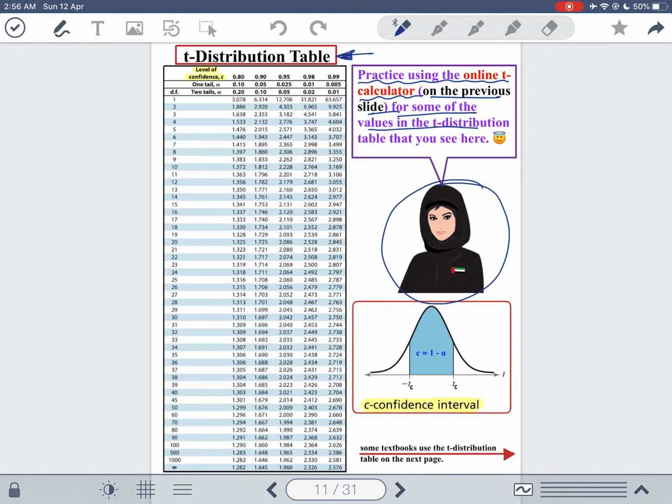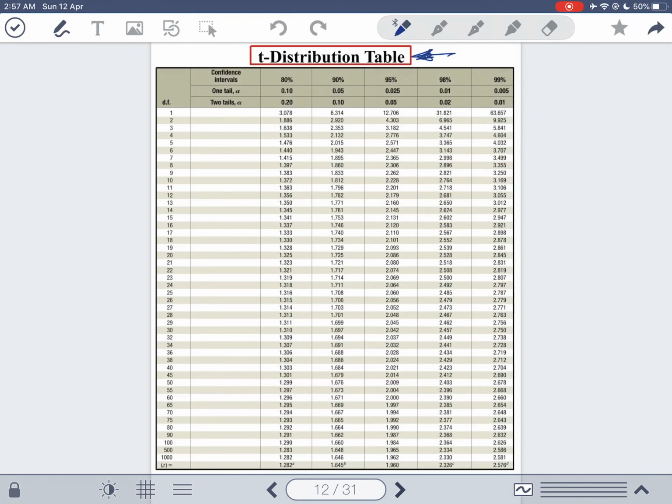For some of the values of the t-distribution table that you see here. So what I suggest you do, just like L'Anud told you, just pick some confidence level. Let's say you pick 90% confidence and you pick degrees of freedom 22. So this means your sample size was originally 23. Check that you get this number here, 1.717. Please do it now. Okay, check that you get 1.717. If you get it, then this means you know how to use the online calculator.